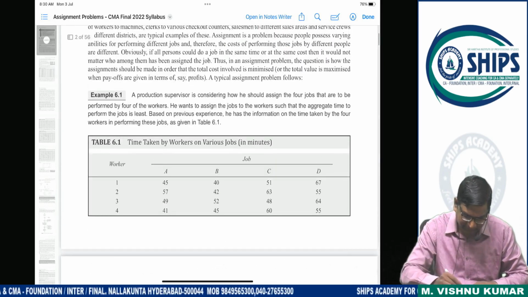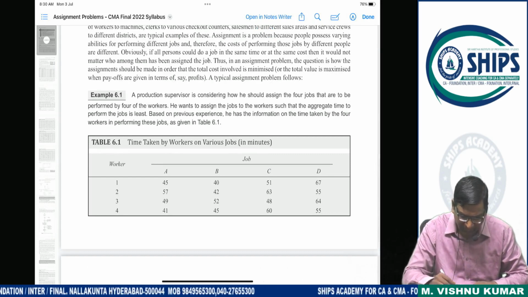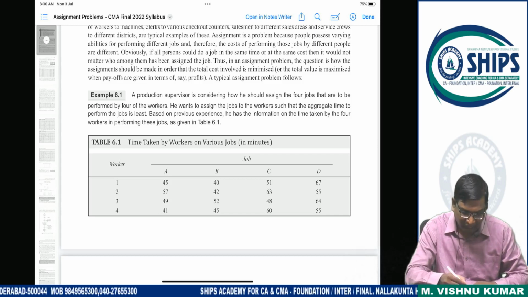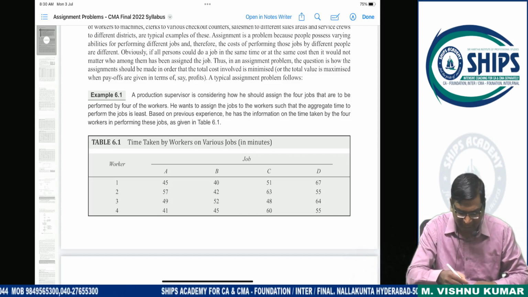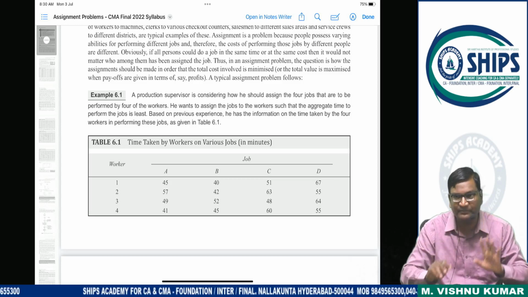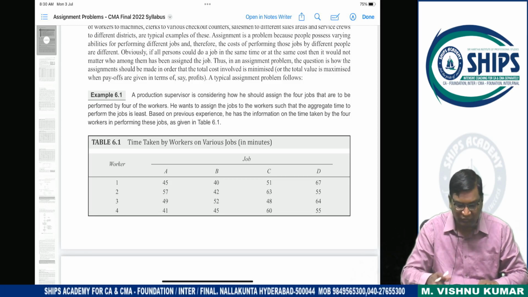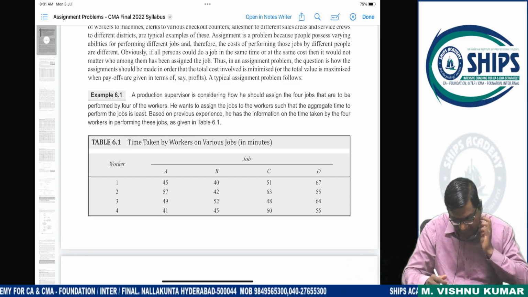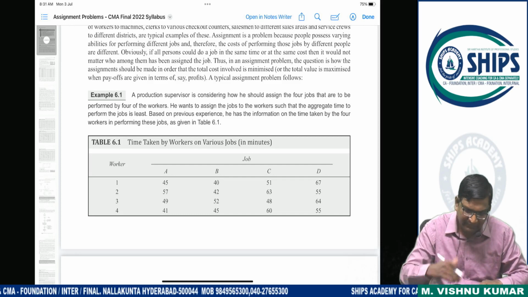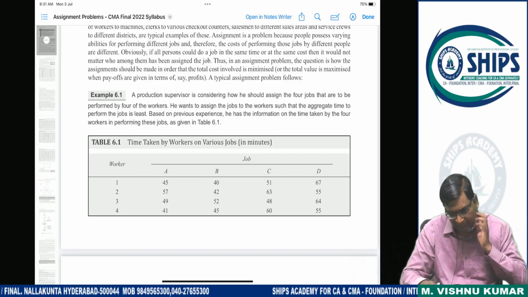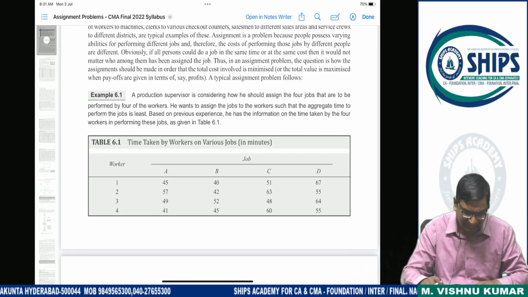So what size of matrix is this? 4 into 4 matrix. Compulsory in assignment problems, the matrix should be square. 4 workers means 4 jobs. 5 jobs, 5 workers. Otherwise, assignment is not possible because your ratio is 1:1. So first we have to check whether the matrix is balanced or unbalanced. If the matrix is unbalanced, then we have to convert this into balanced by introducing a dummy row or column. Understand?